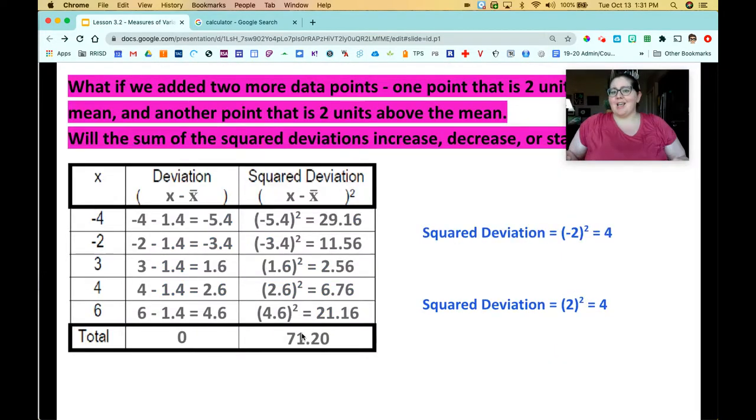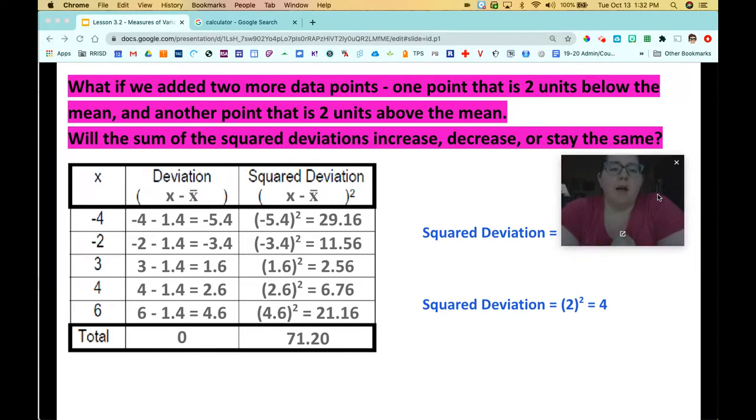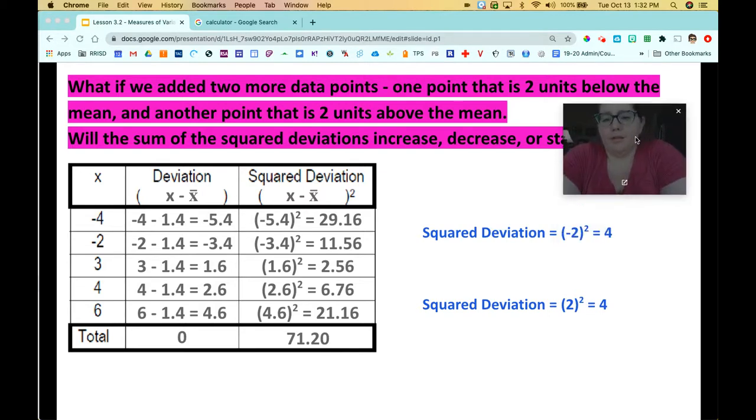Before we get to the next step, I wanted to add in a little thinking practice. What if we added 2 more points to our set of data? One point that was 2 units below the mean, and another point that was 2 units above the mean. The question is, would the sum of the squared deviations, the 71.20 number, increase, decrease, or stay the same if I added these 2 extra points?